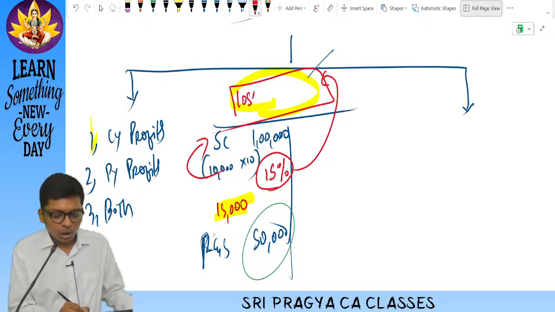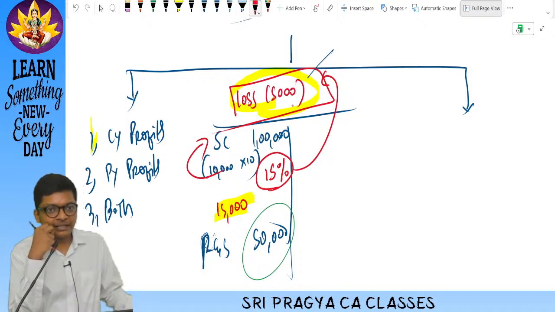Current year loss of 5,000. Can I declare dividend?